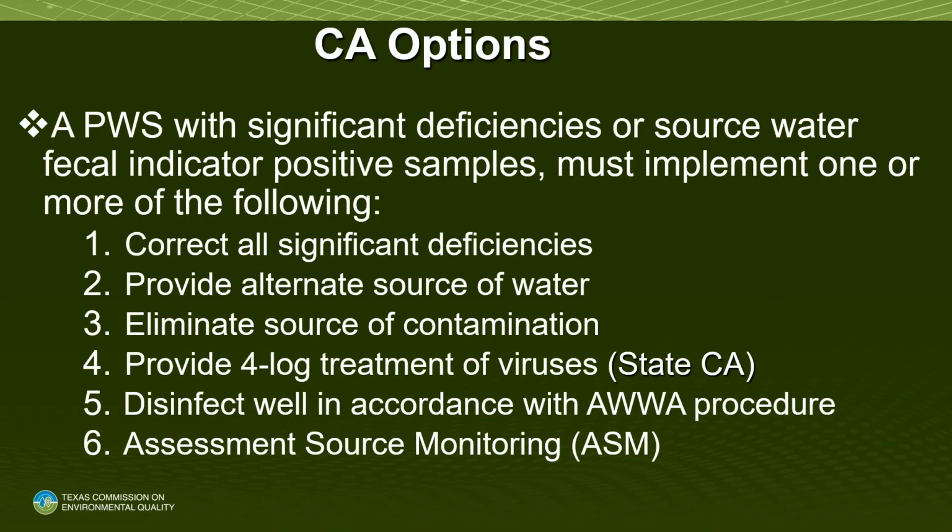But if it gets into more of a regular thing, where you're looking at monthly E. coli positives, things like that, then we're probably going to drop down into number 4, the 4-log treatment. That's the best tool we have for a well that is susceptible to fecal contamination. We just go ahead and treat the water for the E. coli. That way you can still keep using the well, but we're treating for that contaminant. Some of these others will provide an alternate source of water.